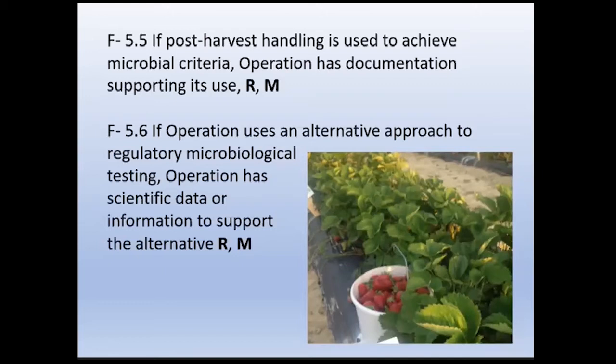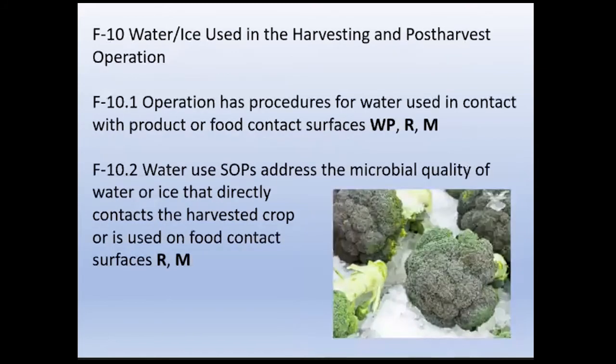So moving on to F5.6, if operation uses an alternative approach to regulatory and microbiological testing, operation has scientific data or information to support the alternative. And here, if you're going to go in that direction, you will need supporting documentation. And this also falls under a similar rule under the Produce Safety Rule.